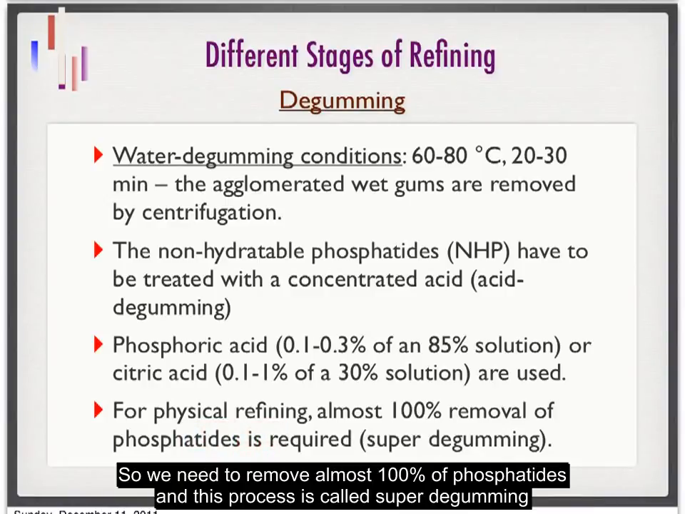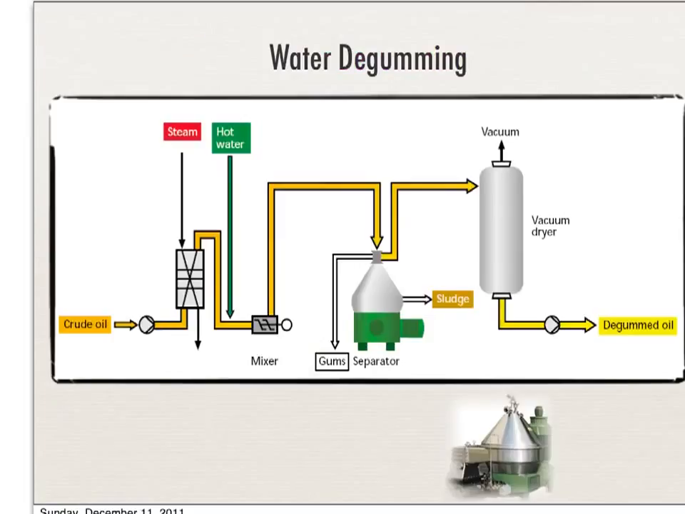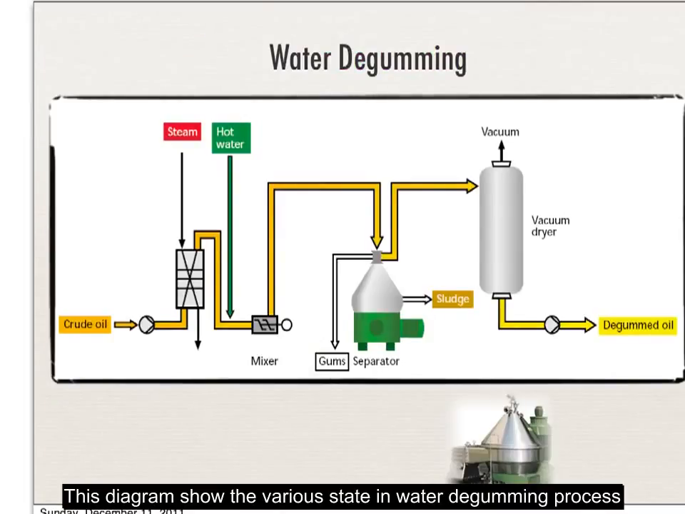So we need to remove almost 100% of phosphatides, and this process is called super degumming to prepare the oil before it goes through the physical refining. This diagram shows the various stages in the water degumming process.